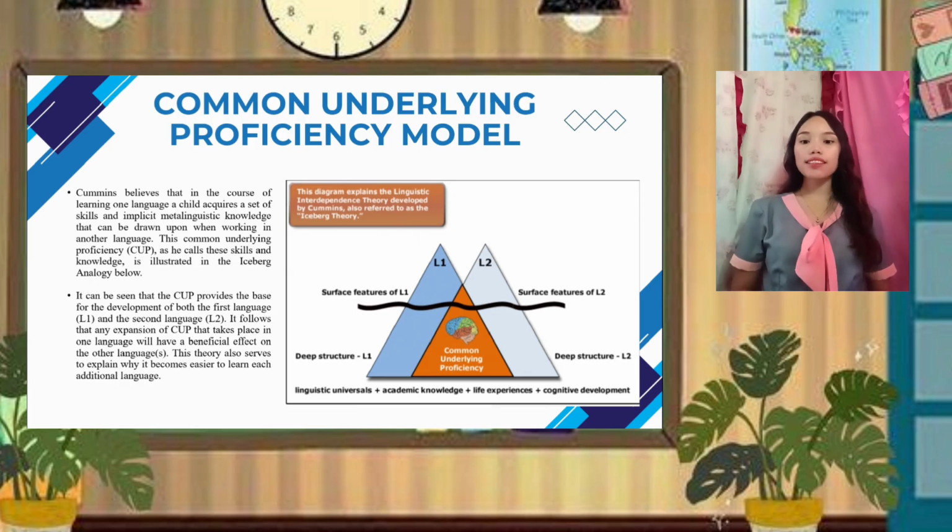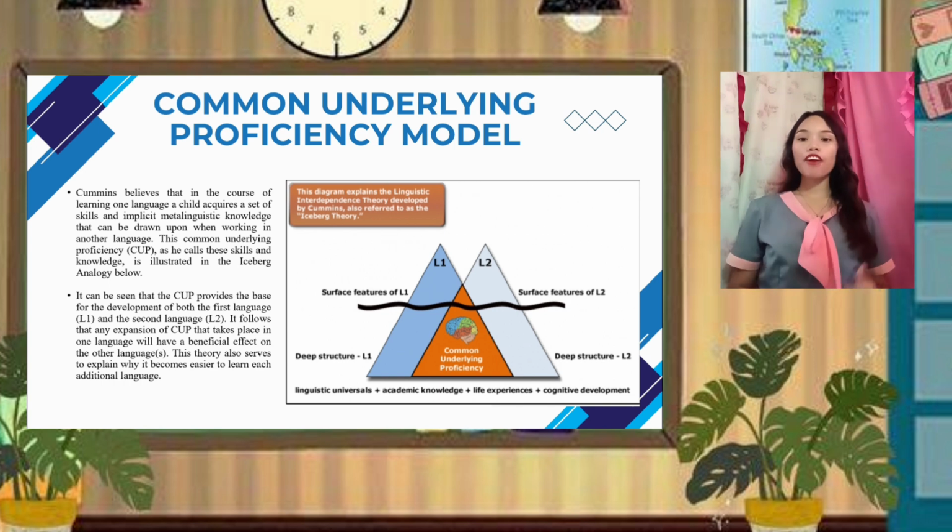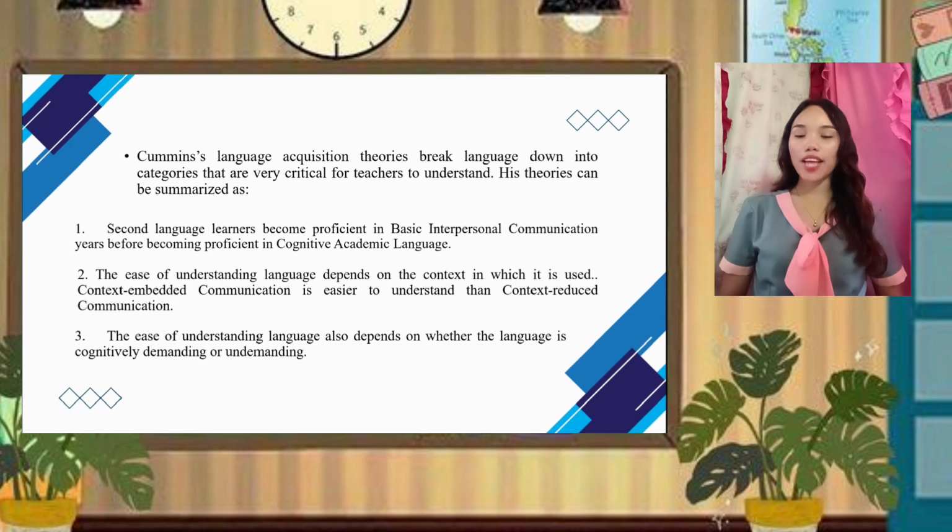It follows that any expansion of CUP or common underlying proficiency that takes place in one language will have a beneficial effect on the other languages. This theory also serves to explain why it becomes easier to learn each additional language. So, Cummins' language acquisition theories break language down into categories that are very critical for teachers to understand.